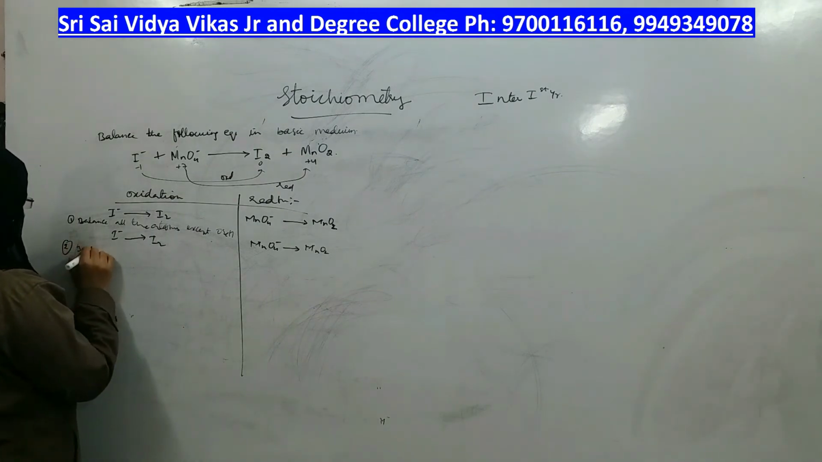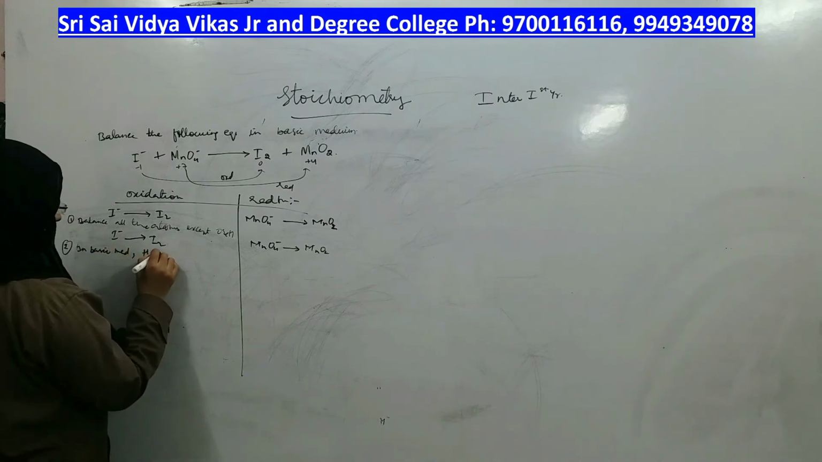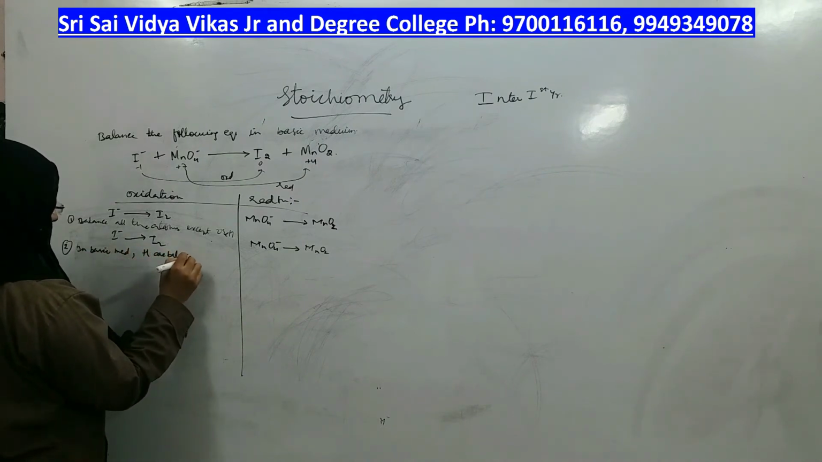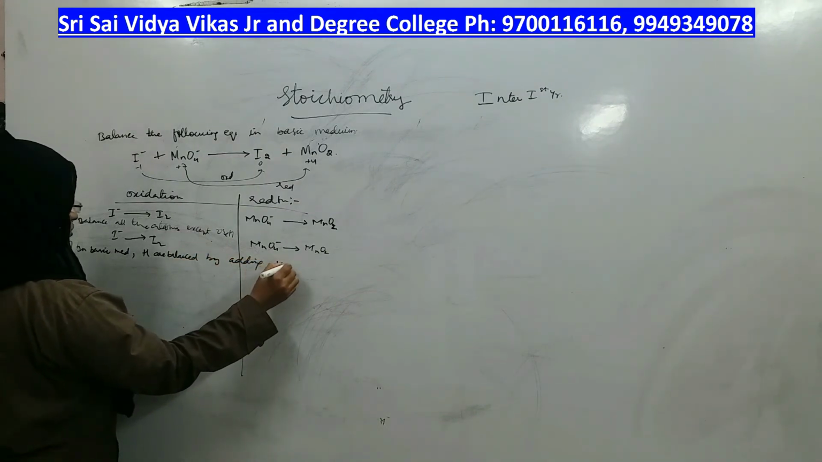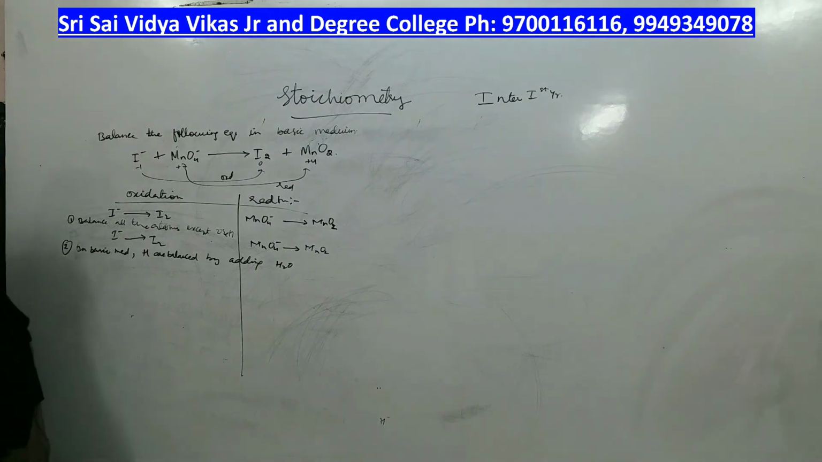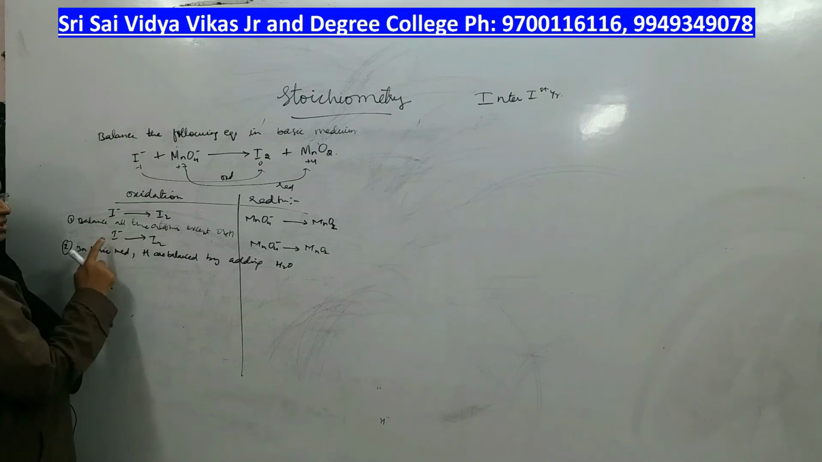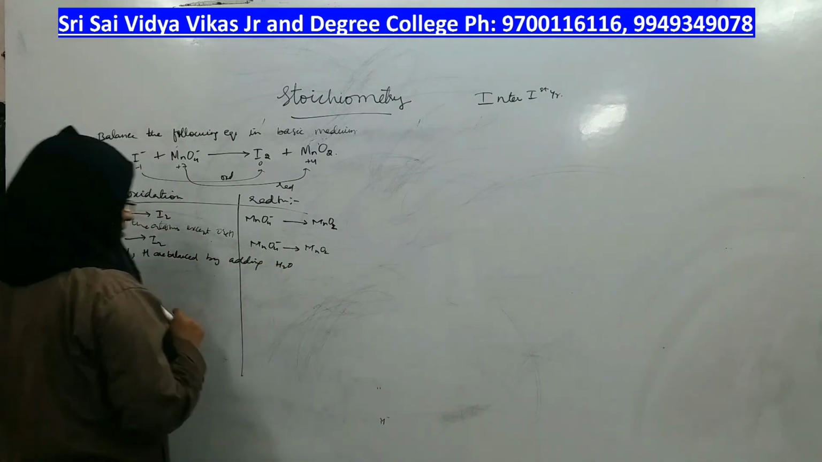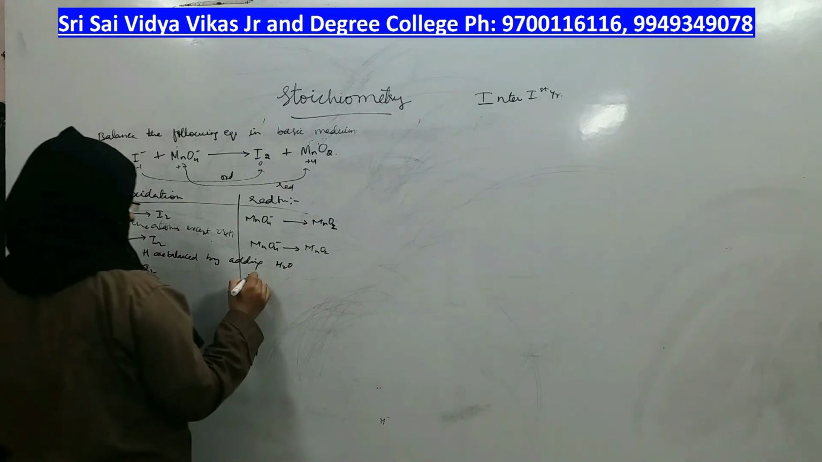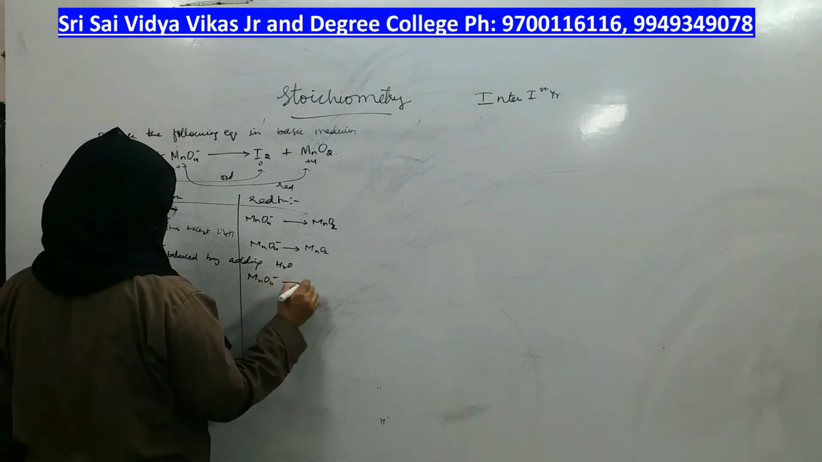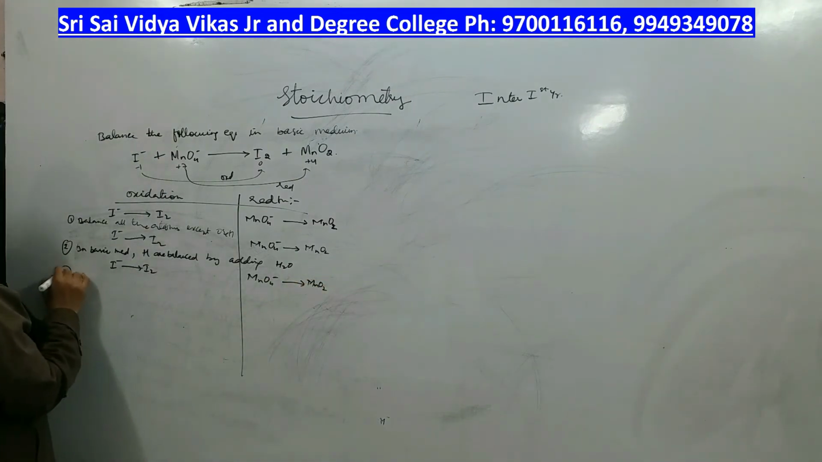In basic medium, what do we balance first? Hydrogen. Hydrogens are balanced by adding what? Water molecules. How many hydrogens are less, that many water molecules should be added. Here is there any hydrogen to balance? No need. Here is there any hydrogen to balance? No need. So no need to do anything here. As it is, you write. What is the third step?